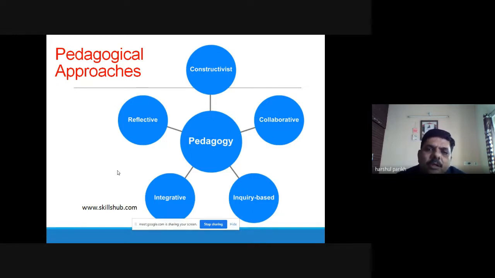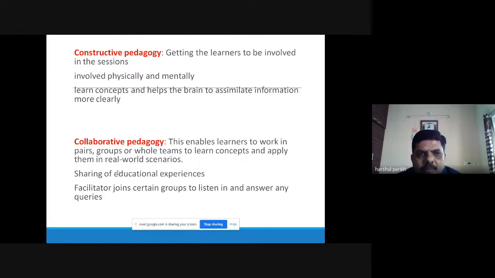Constructive pedagogy involves the gaining of the knowledge which is taught by the teacher during the class session. So learners are involved in the session, physically or mentally or both. And as learners learn the concept, it helps the brain to get the information more clearly.